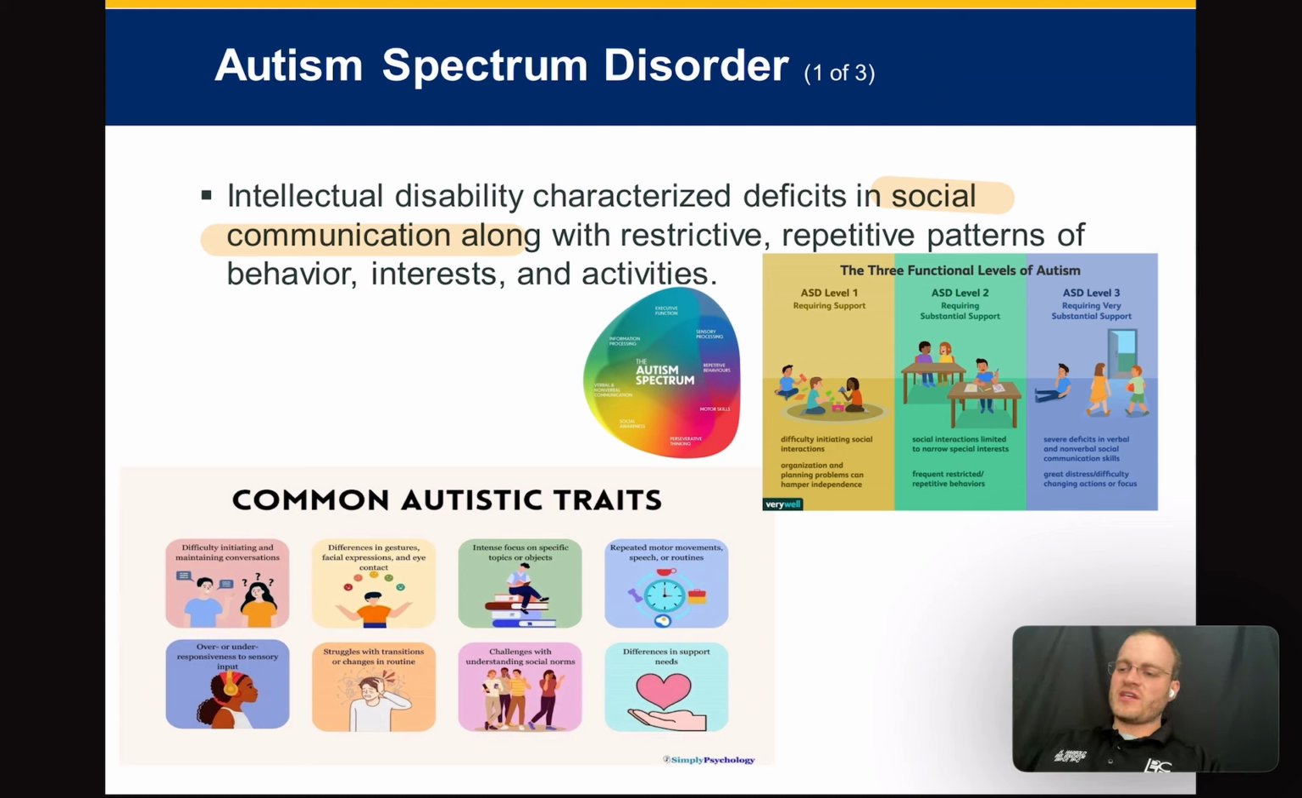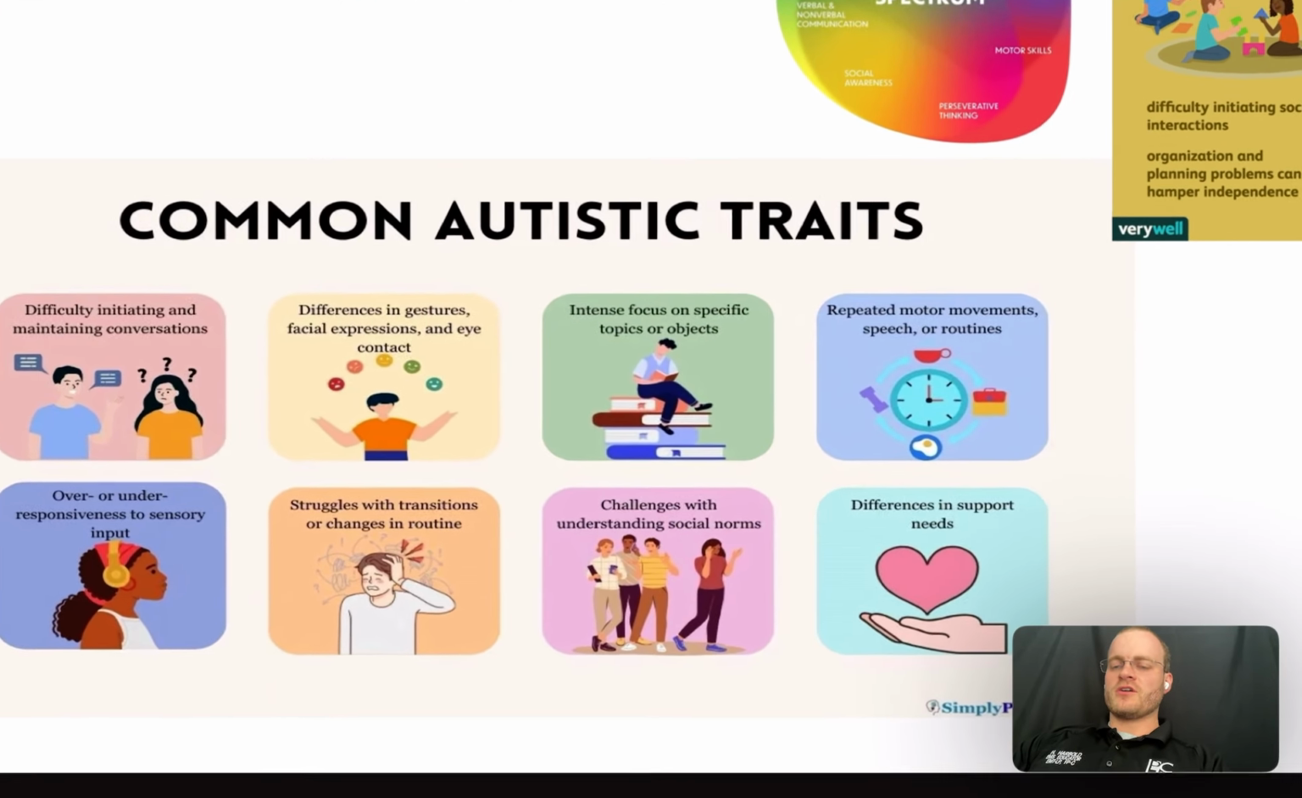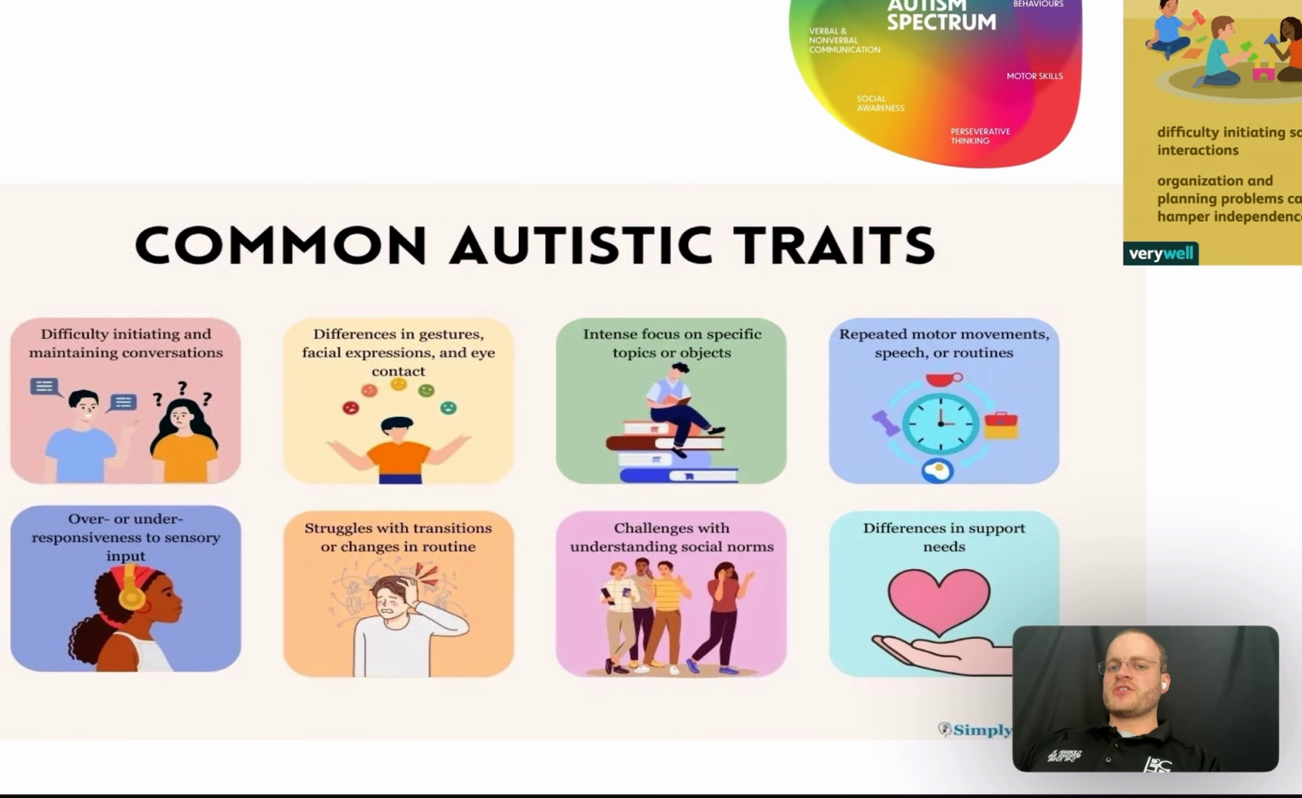And then there's testing, and again, this diagnosis is on a spectrum, so it can change and move. This is kind of all the different traits, I'll just read you some of these. Common autistic traits: difficulty initiating and maintaining conversations. Again, social issue. Differences in gestures, facial expressions, and eye contact. A lot of times, they'll look down or they blink rapidly. I've seen that too. Intense focus on specific subjects or topics. I've told you that. Repeated motor movement, speech, or routine.